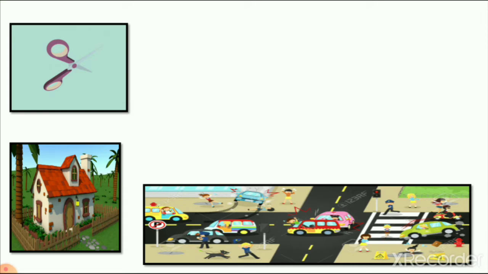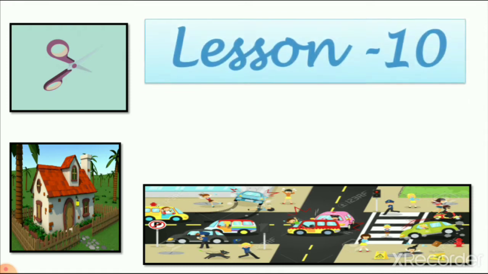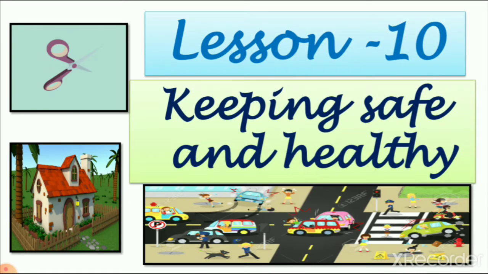People are roaming here and there. One dog is behind one boy. You can see here how the traffic police are running behind the cars, right? So you can understand that this picture is not safe for you, right? So our lesson number 10 is keeping safe and healthy, right? Now today we learn about something new. What do we learn today? We learn what safety rules are, right?